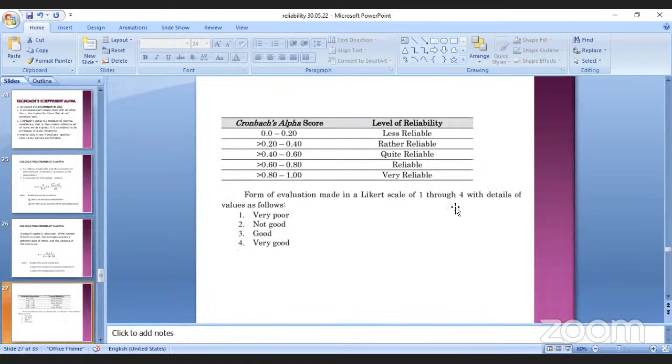So this is the range given for the coefficient alpha. The range is 0 to 1, and alpha tending to 1 is a highly reliable score.